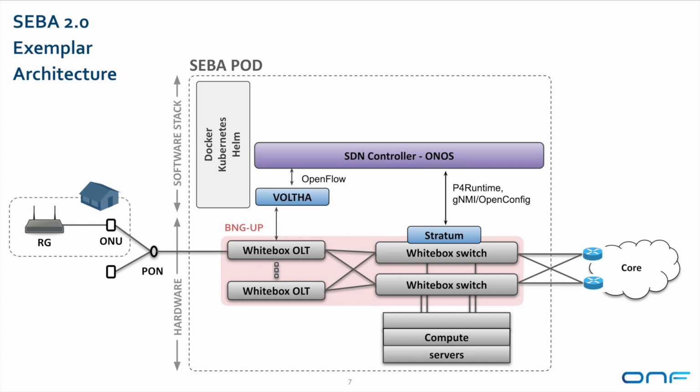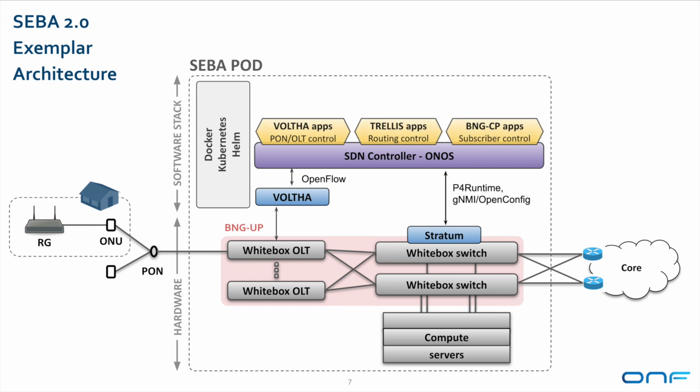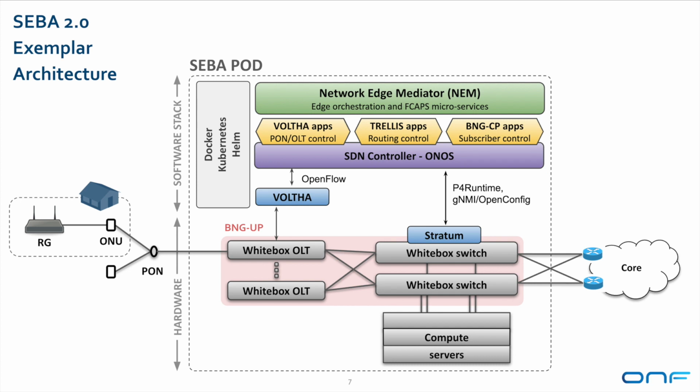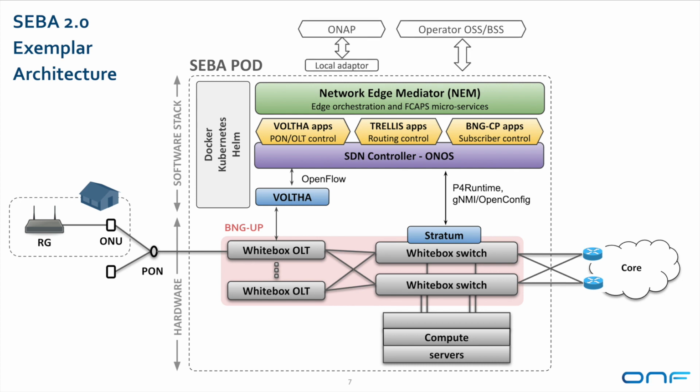On top of ONOS, then we find three different sets of applications. We have the VOLT application controlling the PON and OLT side of things. We have the Trellis application in charge of controlling the routing, and finally the BNG control plane application for subscriber control. On top of everything, we have a last software layer called Network Edge Mediator that provides orchestration for the whole pod, as well as northbound APIs for integration with traditional operator OSS and BSS.